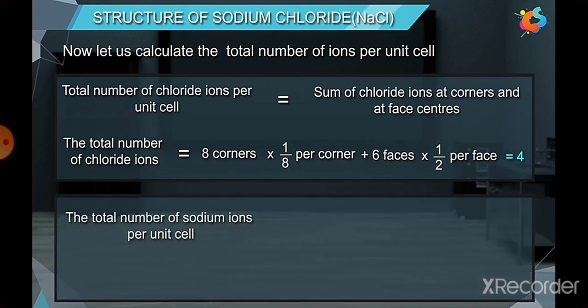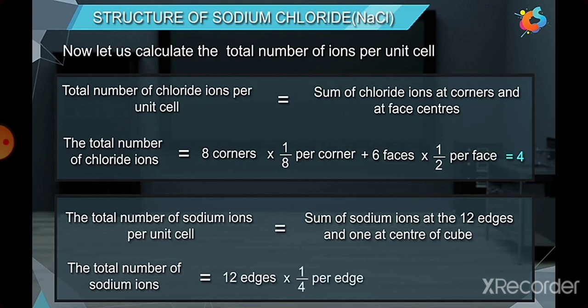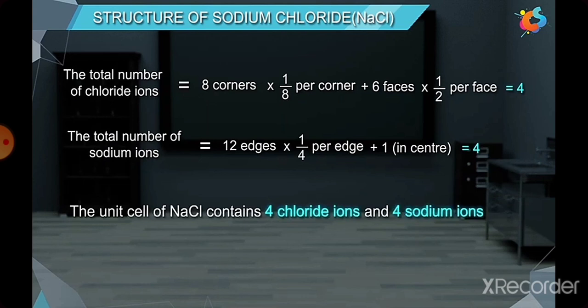The total number of sodium ions per unit cell is equal to the sum of sodium ions at the 12 edges and 1 at the center of the cube. The total number of sodium ions is equal to 12 edges into 1 by 4 per edge plus 1, which is equal to 4. Thus, the unit cell of NaCl contains 4 chloride ions and 4 sodium ions.